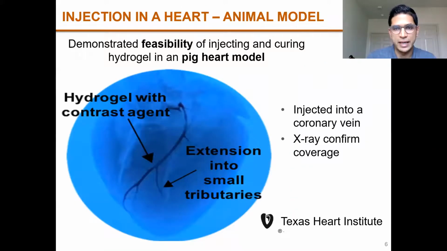Here we have an example of what has been done with our collaborators at the Texas Heart Institute. They were able to inject material into a heart, in this case a pig heart model. They added a contrast agent to the solution that we provided, and by looking at X-ray, we're very excited to see that it's feasible to inject these hydrogels into the heart and also access other small tributaries. And that's great news because it tells us in principle that the first part of what we're proposing to do is something that we can do.